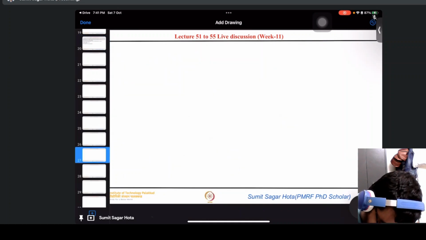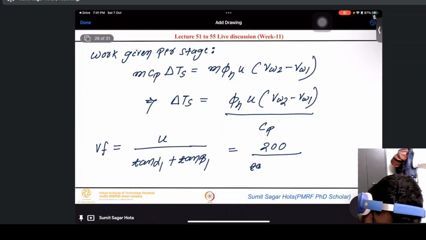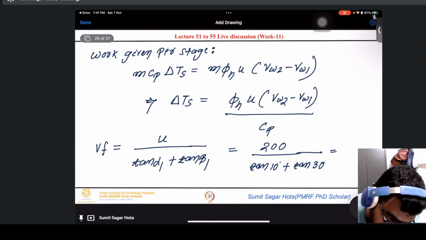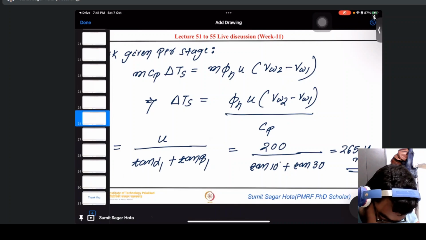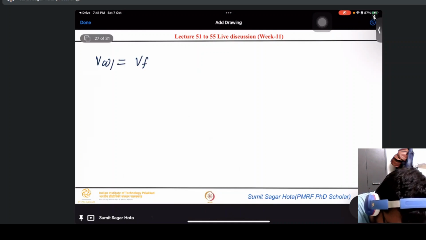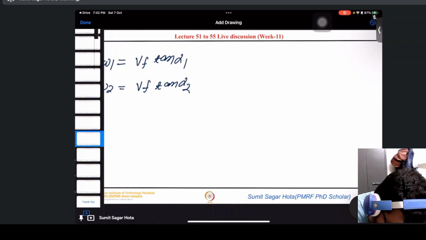Okay, tan 10 plus tan 30. If you solve, you get 265.4 meter per second. Okay, that is your Vf. And if you know your Vf, you can find out VW1 and VW2 from the velocity triangle, and we know that VW1 equal to Vf into tan alpha 1. VW2 is equal to Vf into tan alpha 2. You can see from the triangle.